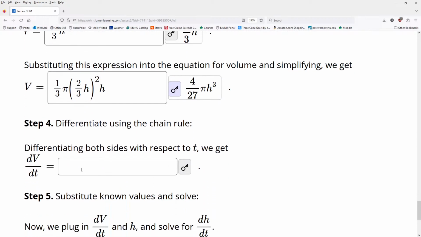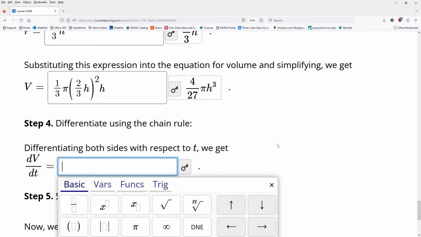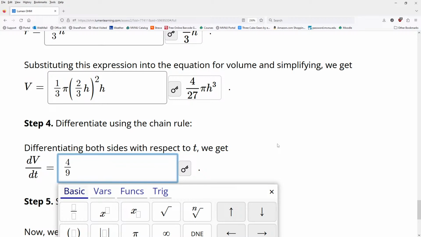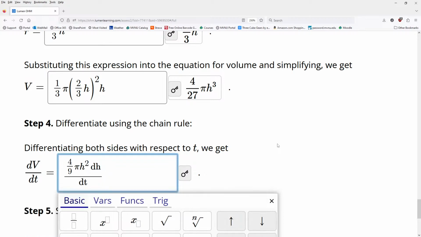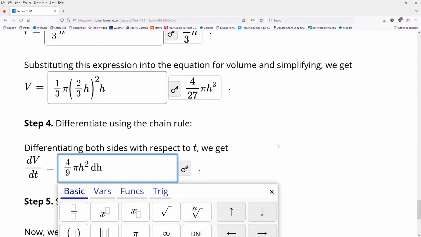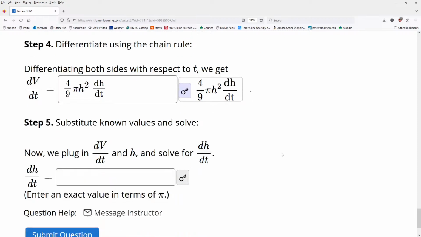Then you have to differentiate using the chain rule. Once again, that's the pretty easy stuff, so I'll do that really quickly. 4/9, because you multiply by 3. I'm doing the derivative of h cubed, so you get 3, and I'm going to cancel with the 27. And then you've got h squared, but don't forget to put in the dH over dt. Oh no, can I make this not do that? Maybe if I put a space. Ah, that's better. Let's see if it likes me. No syntax error. Okay, so we'll check. Look, it's right.